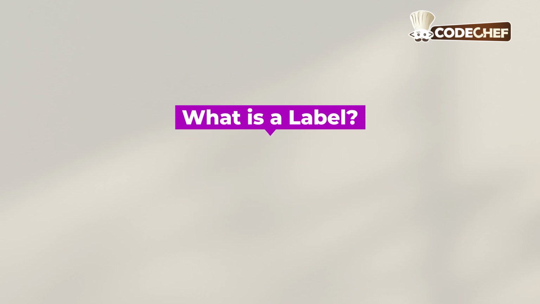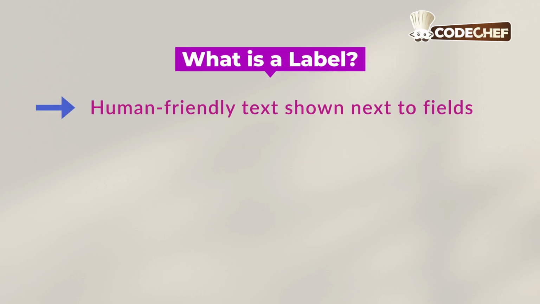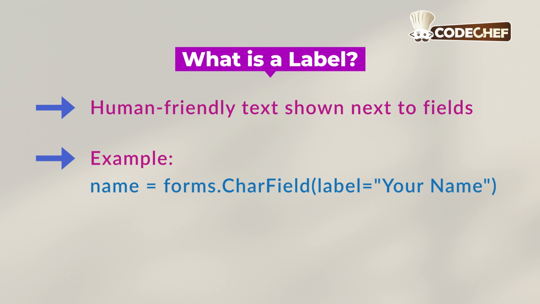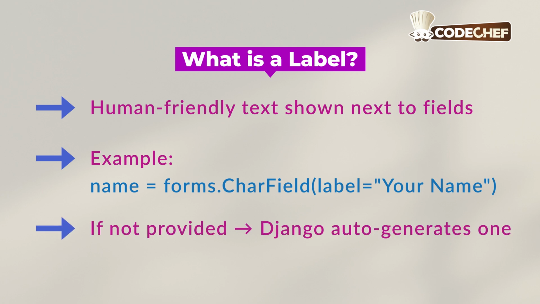Now let's see what are labels. Labels are simply the text users see next to form fields. Django can generate labels automatically, but it is always a good practice to customize them so your form feels more intuitive. So here, for example, you can see in this name, it is a character field and the label is your name. So what the user will see is your name followed by the field where they can type the name.